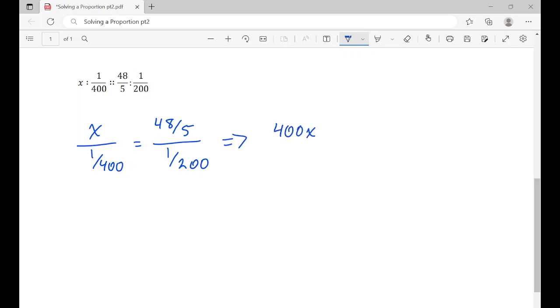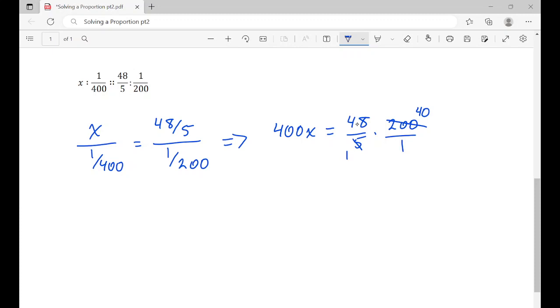So x over 1 over 400, well, that's just going to end up being 400x equals 48 over 5, and we're going to flip the second one. So we're going to have times 200 over 1. Now 5 can go into itself one time, and 5 can go into 200 40 times.